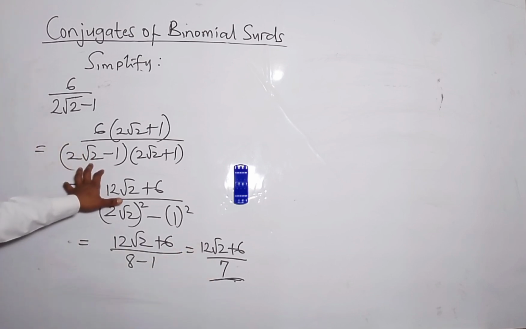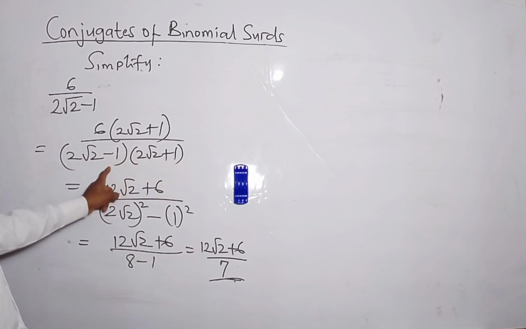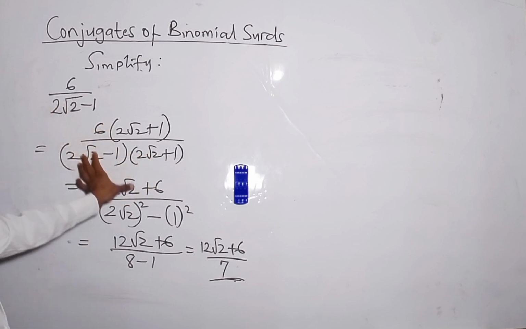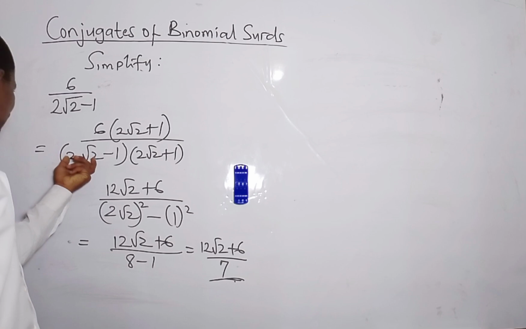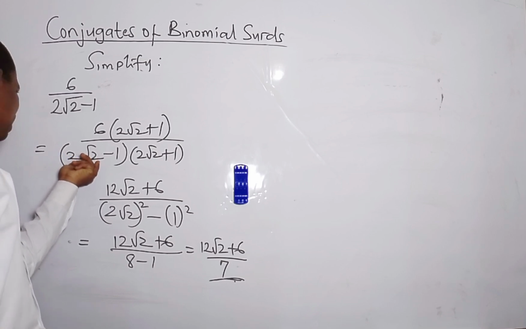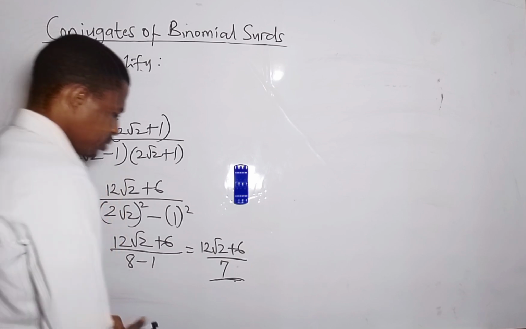So we don't need to be multiplying 2 root 2 times 2 root 2, 2 root 2 times 1 and so on. No, these are conjugate surds. The result will be a difference of two squares. The first expression will be a, the second expression will be b, so we just say a squared minus b squared.